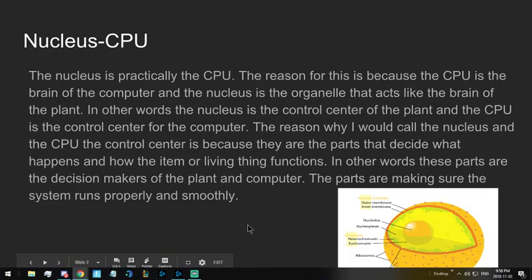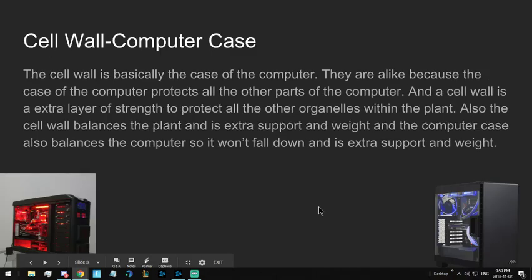The nucleus would be basically the CPU. Let me explain this. The nucleus is practically the CPU. The reason for this is because the CPU is the brain of the computer, and the nucleus is the organelle that acts like the brain of the plant. In other words, the nucleus is the control center of the plant, and the CPU is the control center for the computer. The reason why I would call the nucleus and the CPU the control center is because they are the parts that decide what happens and how the item or living thing functions. In other words, these parts are the decision makers of the plant and computer. These parts are making sure the actual system runs properly and smoothly.